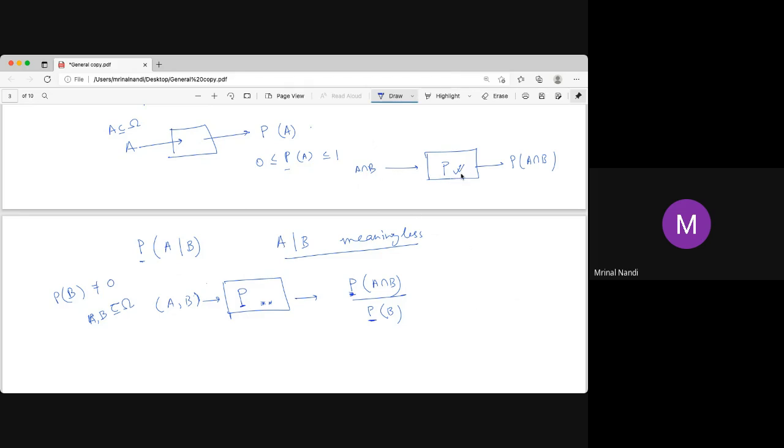The first P, the simple unconditional probability, can't take two different sets. It should take only one set. And this conditional probability can't take a single event. You have to give two different events. So if you want to write a program to find the probability, you have to write two different programs for two different probabilities.